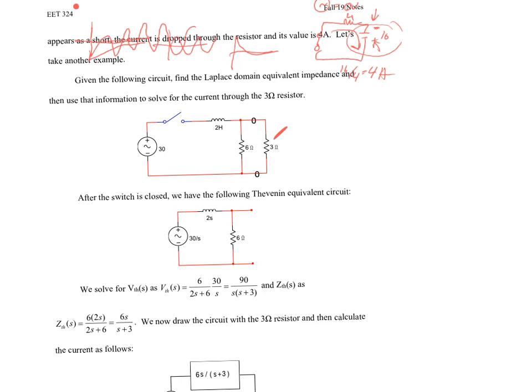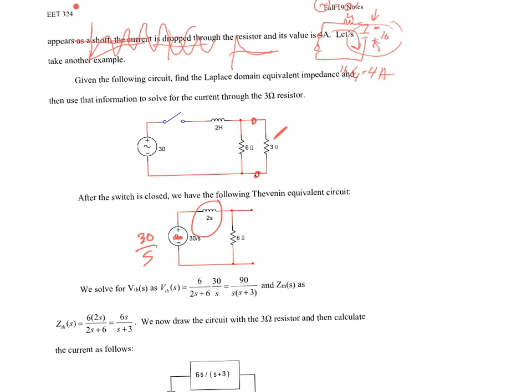The first thing we're going to do is not energize it with a sine wave. This is actually a 30 volt DC source, so that just becomes 30 over S, right? Let me write that a little more clearly. My inductor is S times L in the Laplace domain, so L is equal to 2, and S is just the variable, so I have 2S there. My resistor is just a 6 ohm resistor. There's nothing happening with that. Now, I'm looking at the Thevenin equivalent at this location, so that 3 ohm resistor has no impact whatsoever on it.